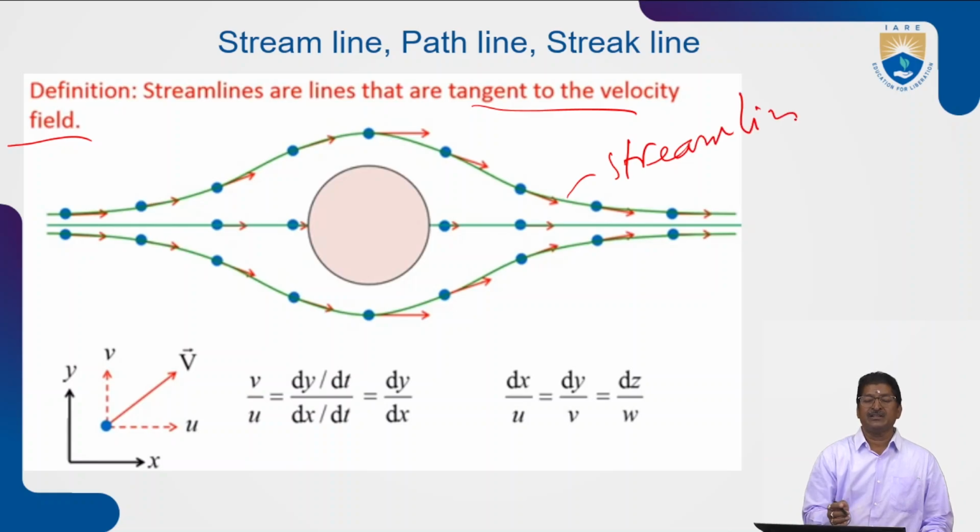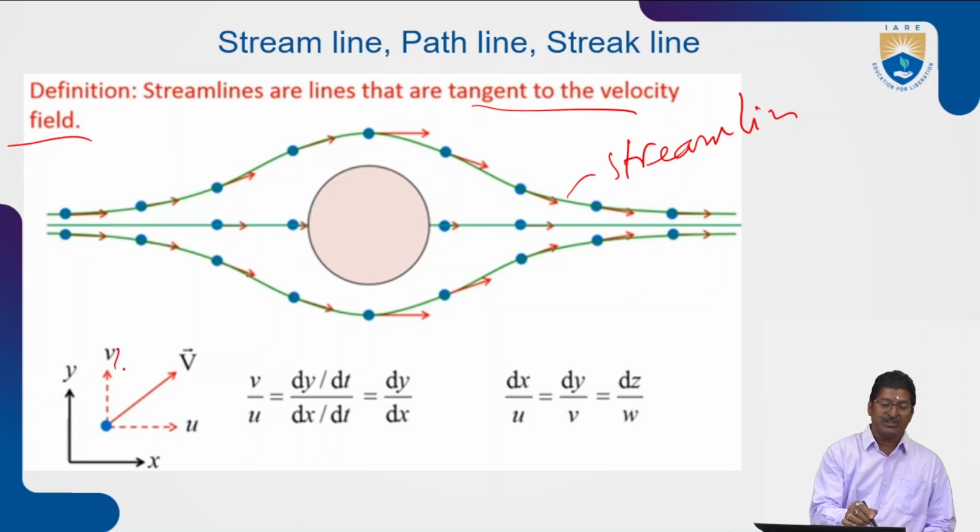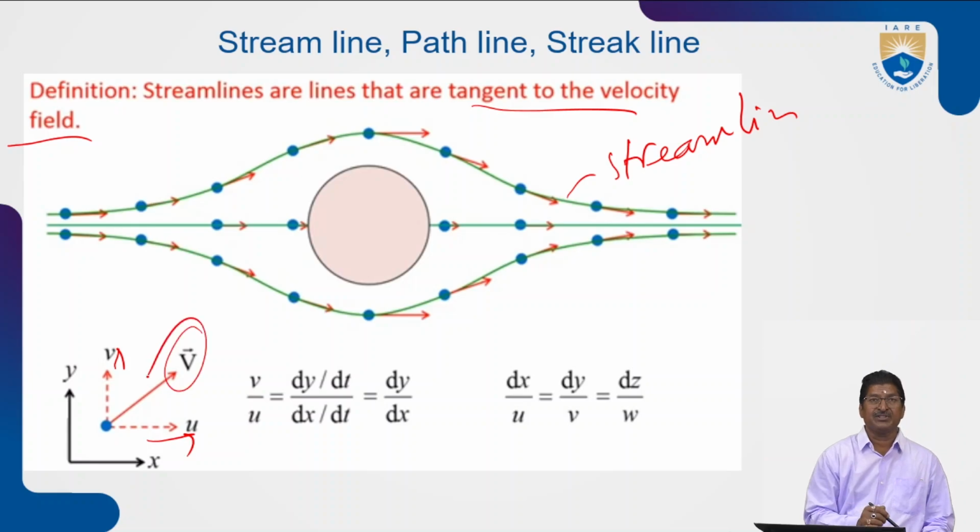It is nothing but vice versa. So if you draw a tangent on that particular streamline, it will give the velocity flow. Or if you draw an imaginary line tangential to that velocity flow, which is a streamline. So you can see in this figure, V is in the vertical direction, U is the horizontal direction. It is a velocity vector.